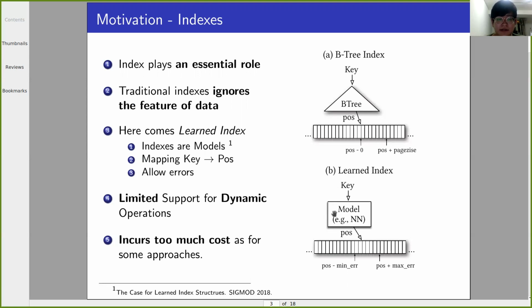In its paper, all indexes can be considered as models that map keys to their corresponding positions. Besides, they allow errors around the predicted positions. For the B-tree, the error is just the page size, since we need to search inside the page. As for learned indexes, they guarantee the error bound on construction and use binary search around the predicted positions to find the real ones. However, those learned indexes also have some problems, such as limited support for dynamic operations, and they also incur too much cost for both lookups and insertions.